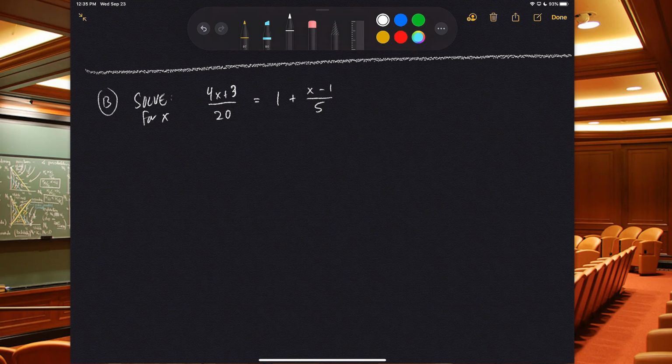So here, again, identifying all the fractions, we have a denominator here. We don't have one here, right? That's just a denominator of 1. And here we have a denominator of 5. So what's the LCD of 5 and 20? Well, it turns out 20 is actually a multiple of 5, so it is 20. So if I multiply both sides by 20, we'll get a nice reduction in the fractions. We'll clear the denominators by doing this.